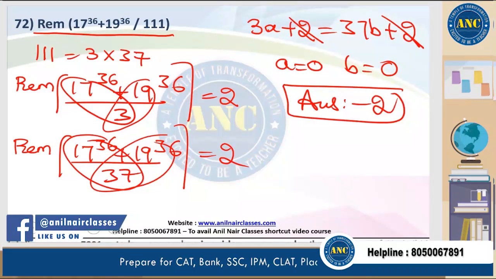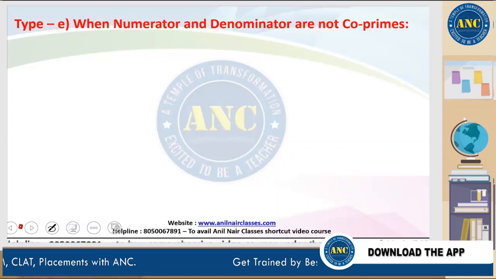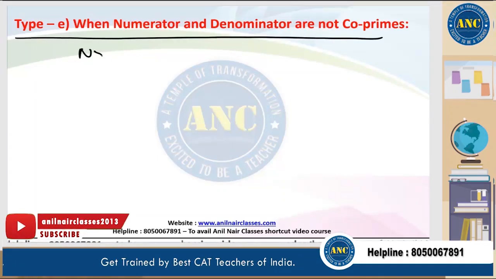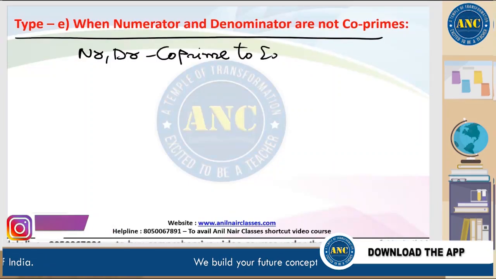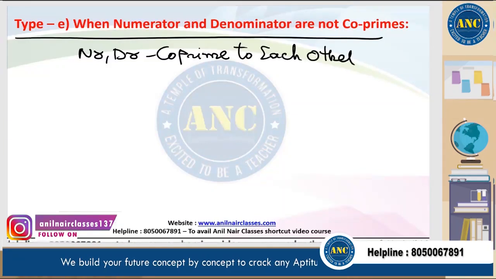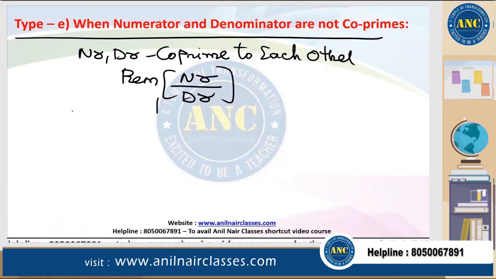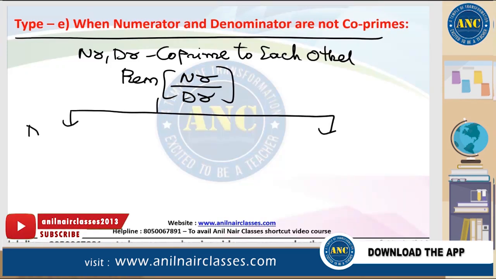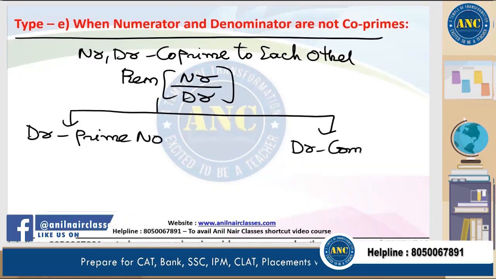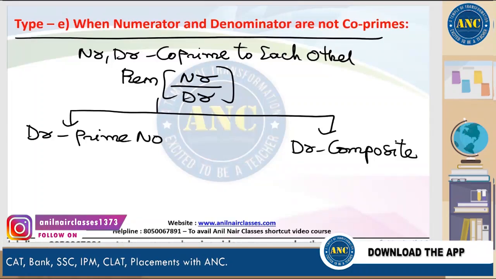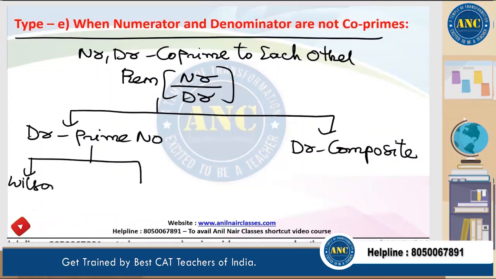Now, please write down one table. This table will help you whenever the questions are there, whenever numerator and denominator are co-prime to each other. Remainder problems, where the numerator is divided by the denominator: this is how you should solve. Denominator prime number, denominator composite number. In a prime number, use Wilson's theorem for factorial problems.